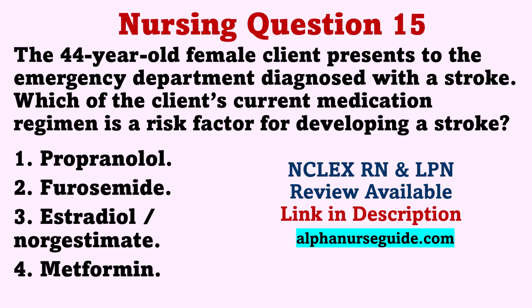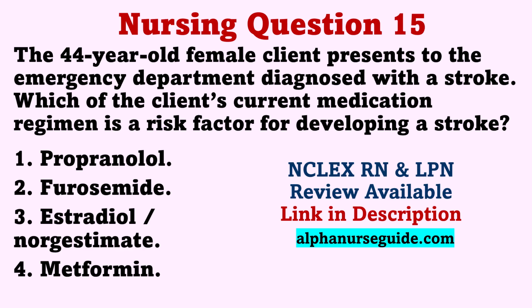The correct answer is 3. Estradiol/norgestimate. Rationale: propranolol, a beta blocker, is administered for cardiac dysrhythmias and hypertension and for migraine headache prophylaxis. The medication could help prevent a stroke by lowering the blood pressure. Furosemide is a loop diuretic. Loop diuretics have an indirect ability to lower the blood pressure by decreasing the volume of fluid in the body. This would decrease the risk of a stroke.